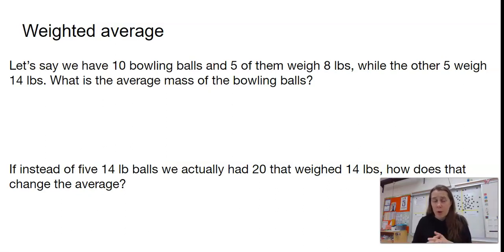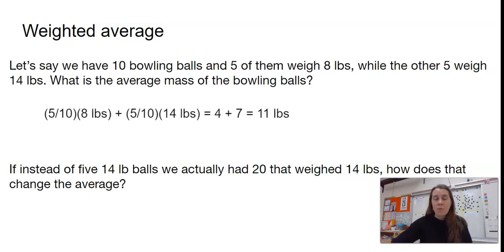In this case, it's bowling balls. So let's say that we have 10 bowling balls, 5 of them are 8 pounds, and 5 are 14. Okay, so half our balls are 8 and half are 14, so our average mass is going to be halfway between those two, okay? But the way we would calculate that in terms of a weighted average would be to take the ratio. So this could be a fraction or it could be a percentage put into a decimal form. So if this was a percent, it would be 0.5, okay, which is 50%.